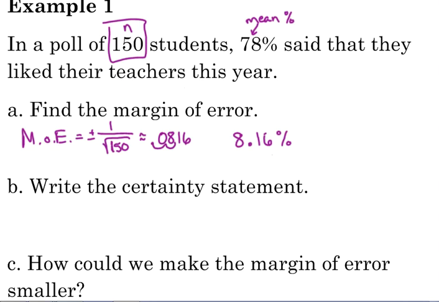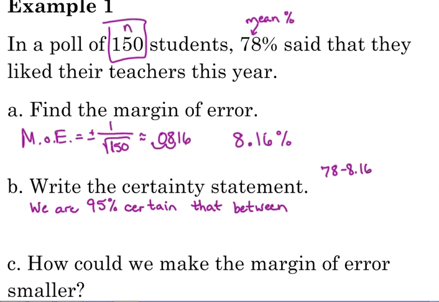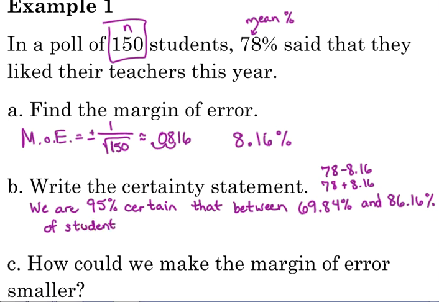Part B says write the certainty statement. So the certainty statement, it always starts the same way. We are 95% certain that between, we need to do 78 minus 8.16, and we need to do 78 plus 8.16. So that should be 69.84% and 86.16% of students liked their teachers this year.